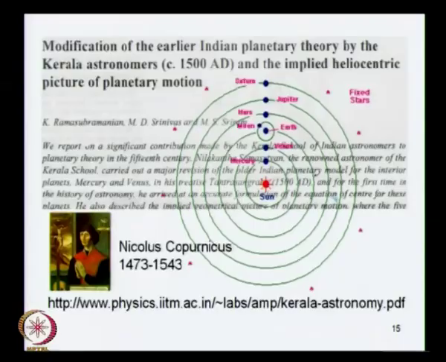So, Copernicus is given the credit of understanding this, but before Copernicus this was known to the Indian astronomers, and these were not just speculations. These were rigorous estimates, and in particular the Kerala astronomers had done this study very precisely.